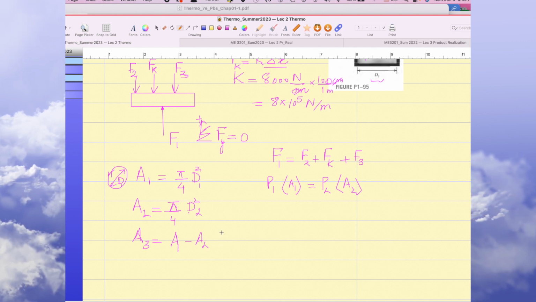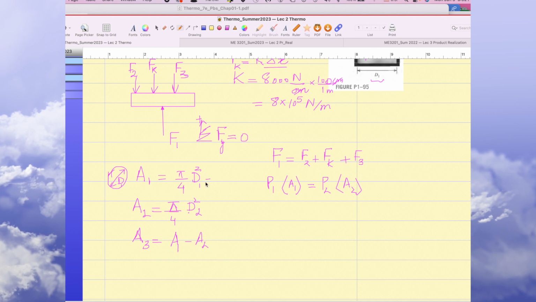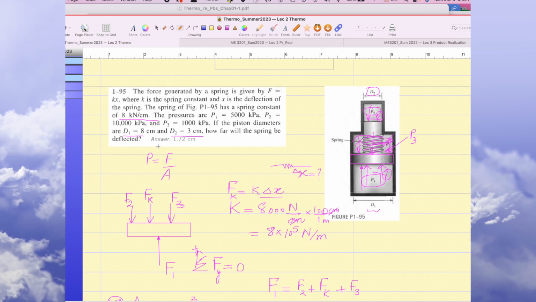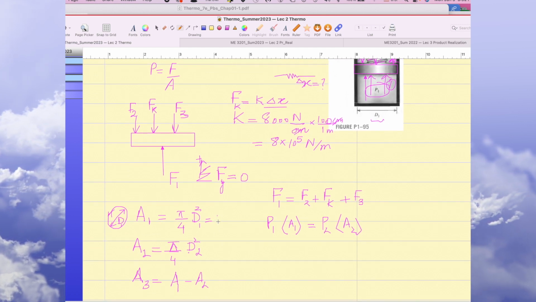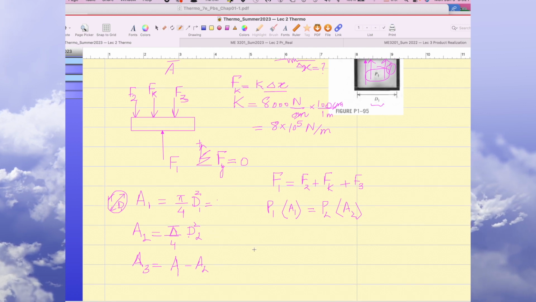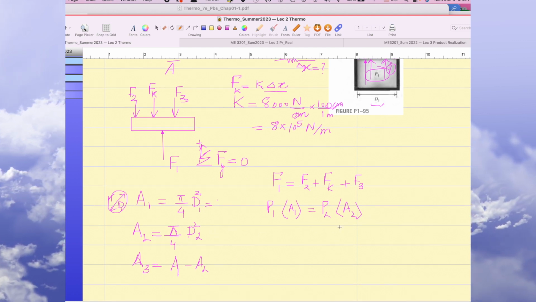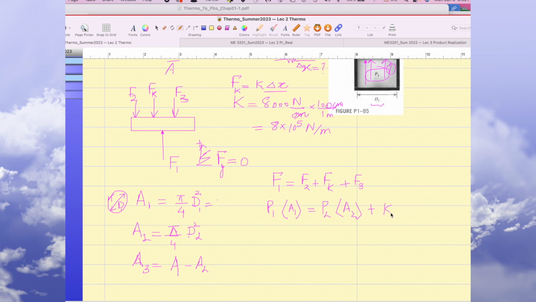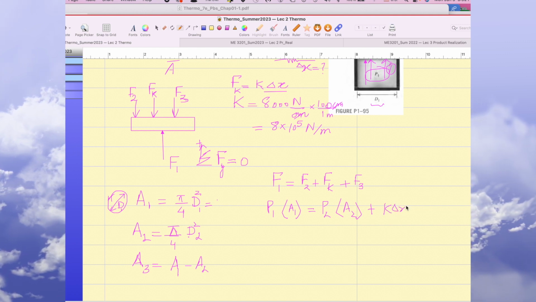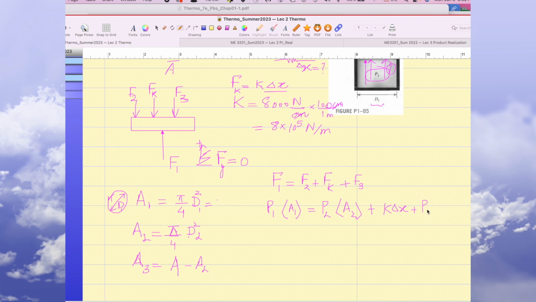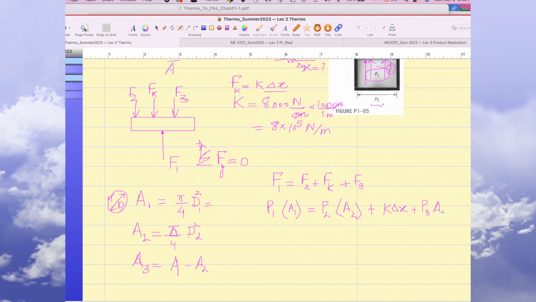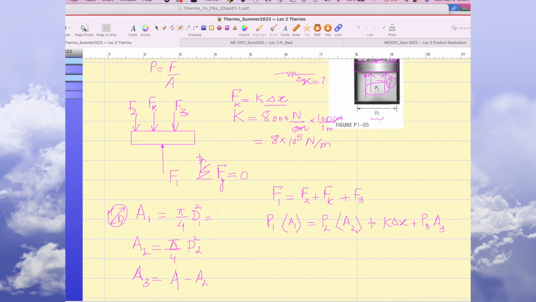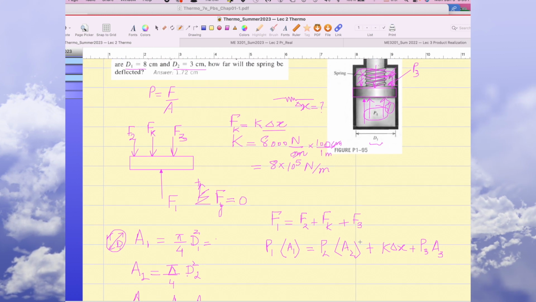So first of all, let's find out what area 1 is. Area 1 is pi by 4 d1 square. You will calculate it in a bit. Let me write down this equation here. Plus k times delta x. So this is the force balance equation of equilibrium for the forces in the y direction.